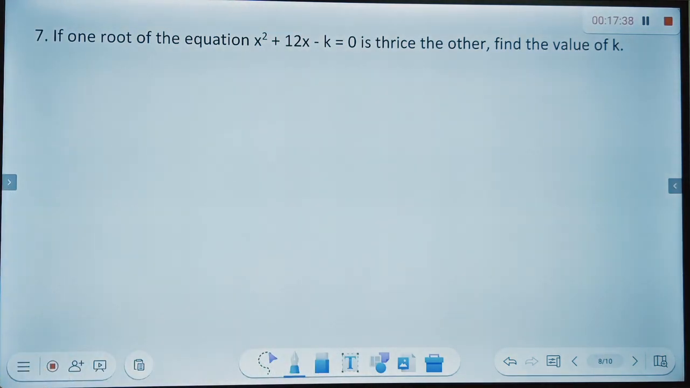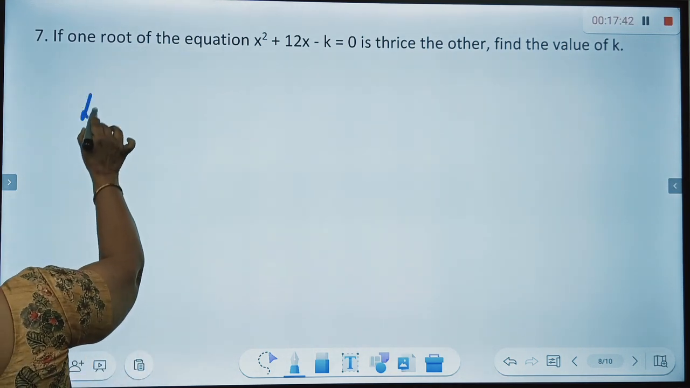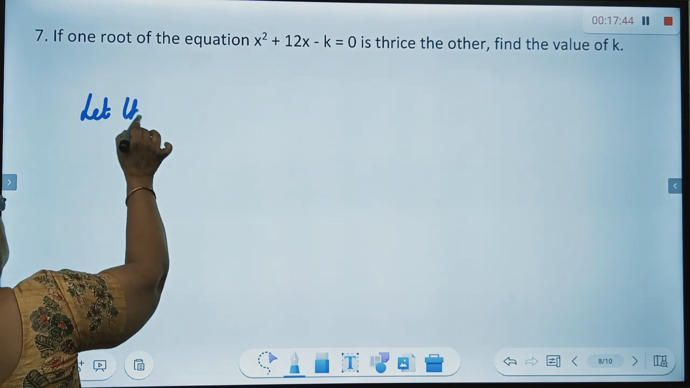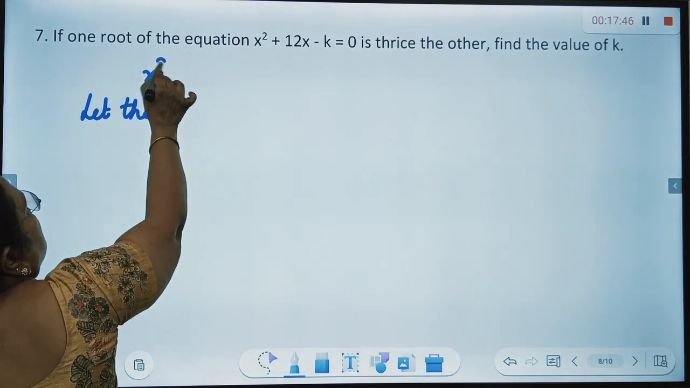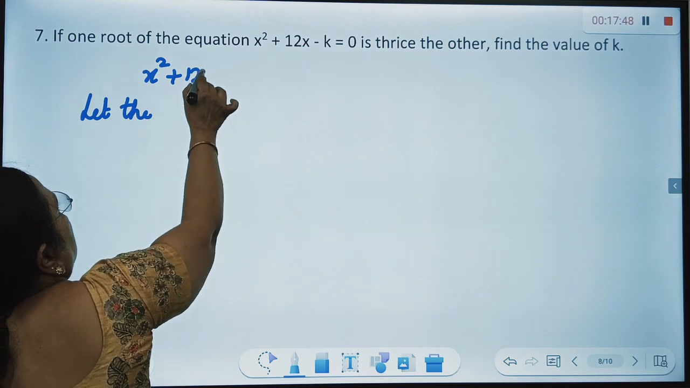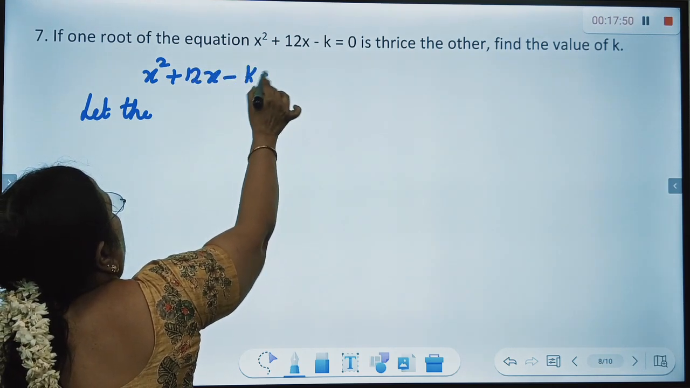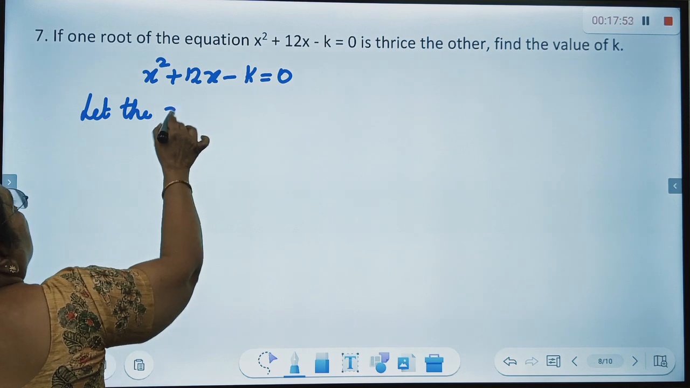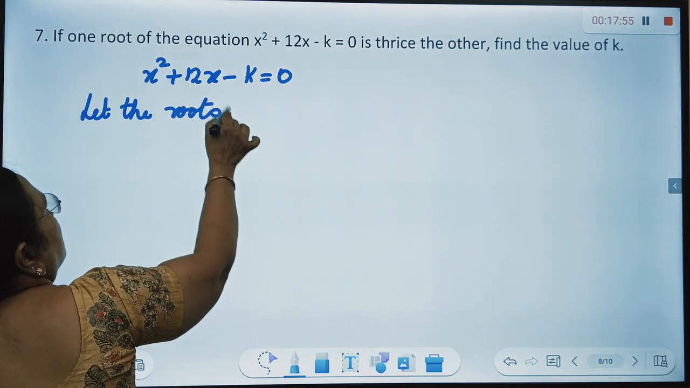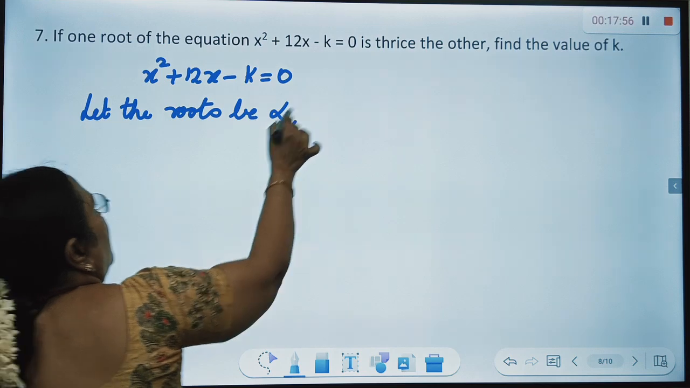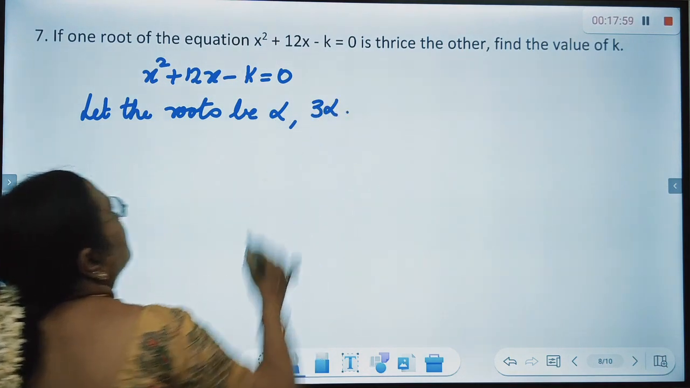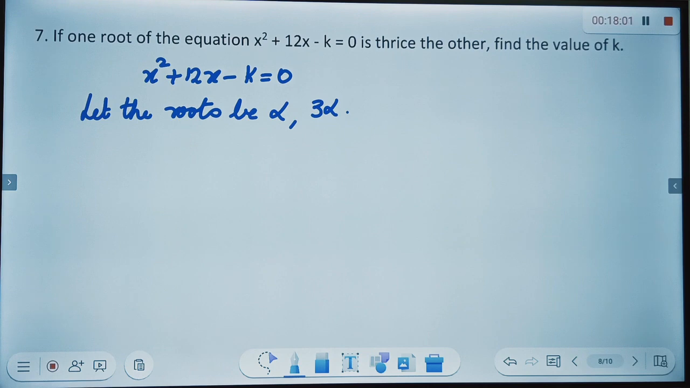Now, one root is thrice the other. Find the value of k. So, let the roots be, what is the given quadratic? X square plus 12x minus k equal to 0. Let the roots be alpha and 3 alpha. Why? Because it is given one root is thrice the other.